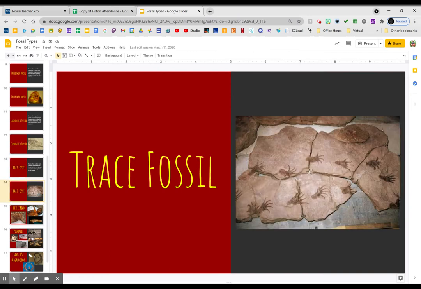All right, so this trace fossil is footprints from some kind of creature with really, really long toenails, it looks like. I don't know what kind of creature that would be, but it's just the footprints of that creature. The foot is not there, the bones are not there. It is just footprints left where the creature walked.